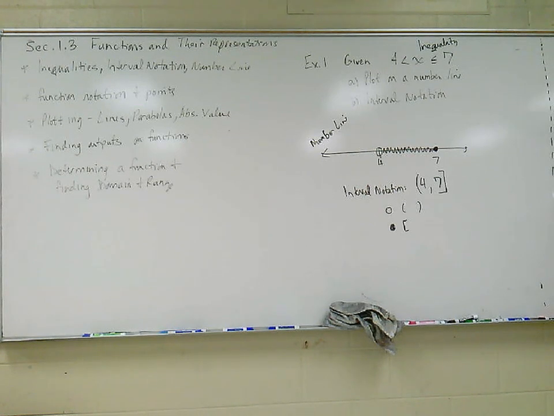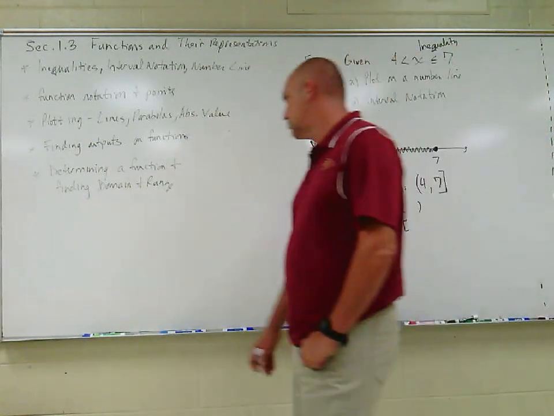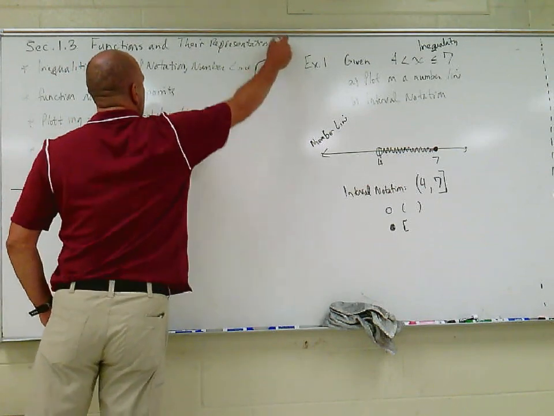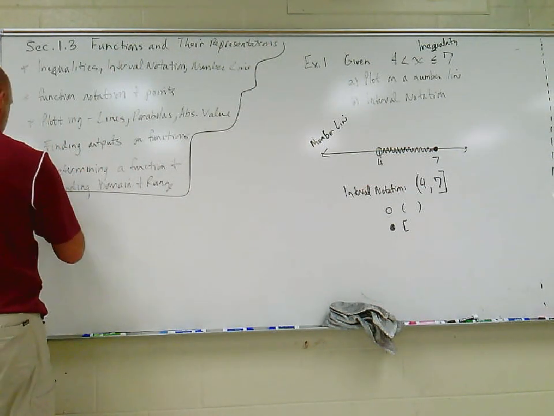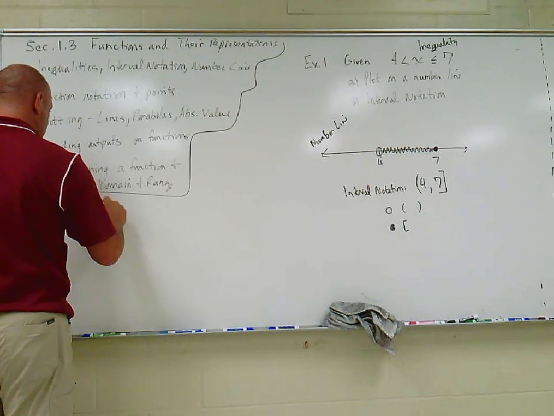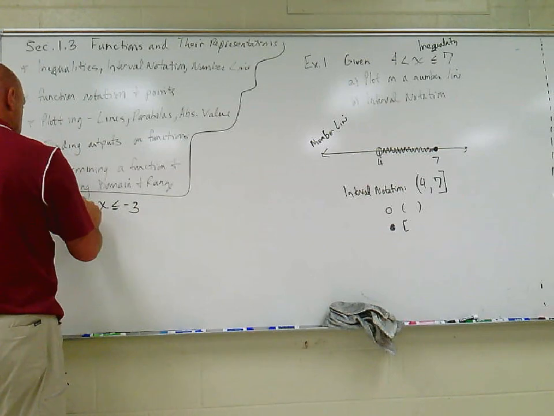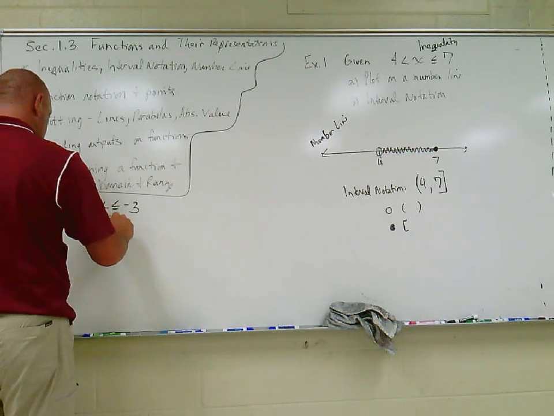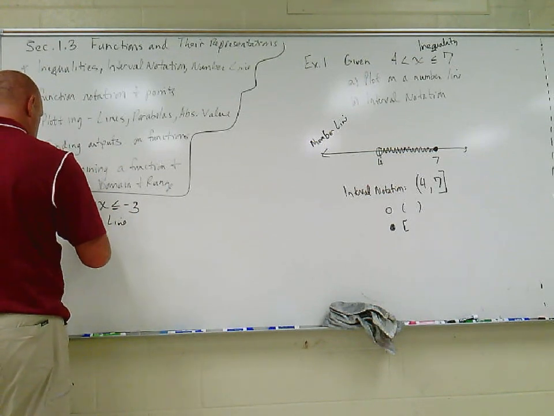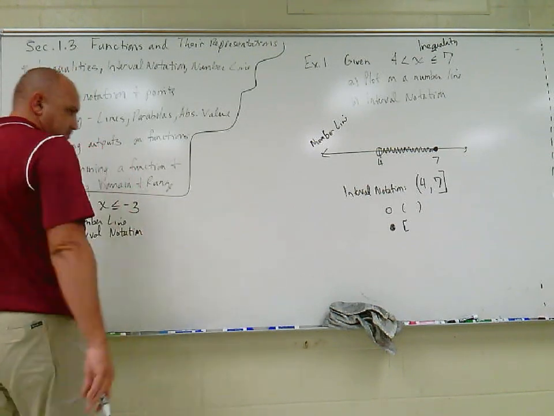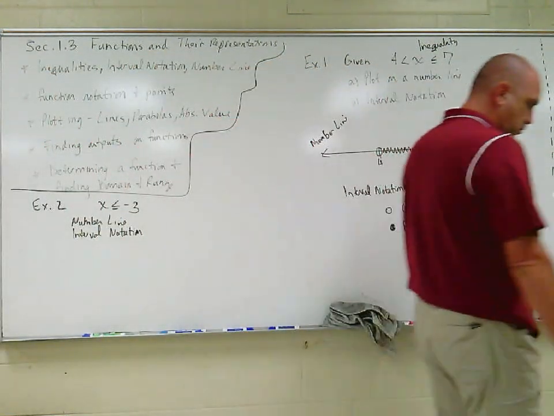All right, so let's look at another one. I don't have a whole lot of room here, so say example 2. What if we had x is less than or equal to -3? Again, let's do the number line and let's do the interval notation. Why don't you try those two real quick?